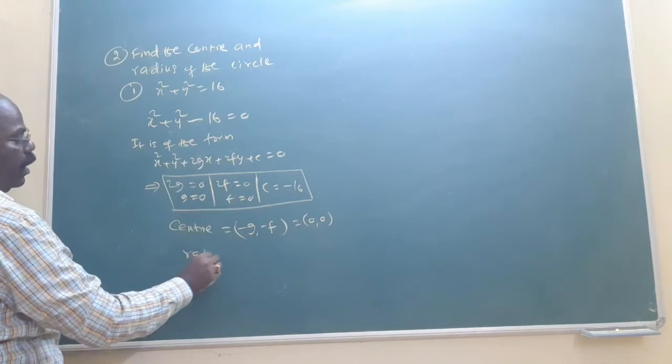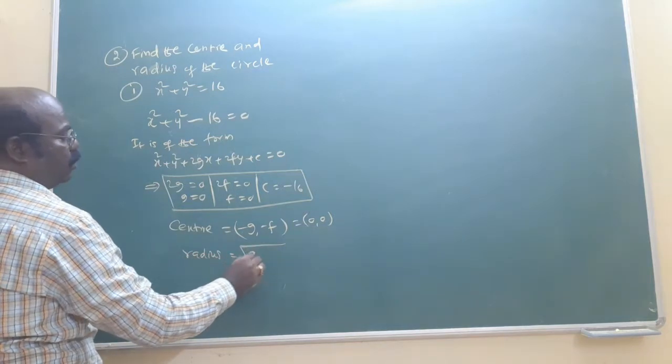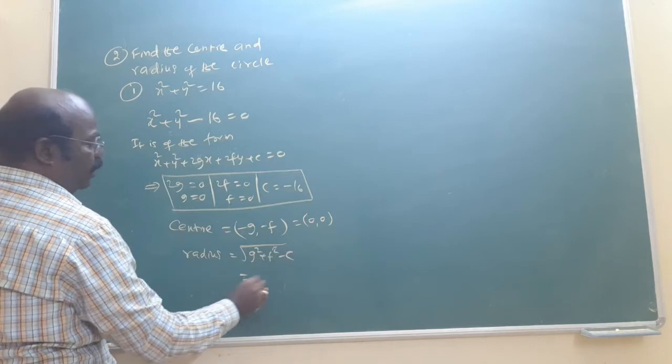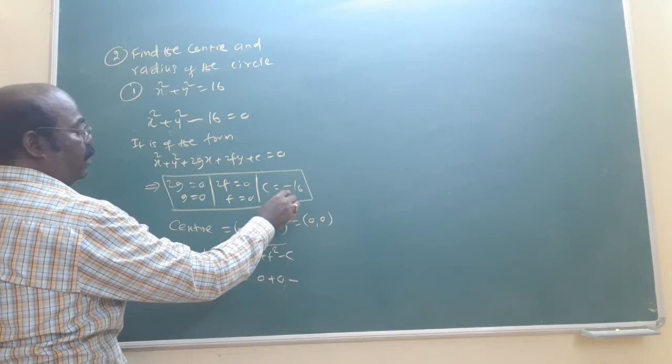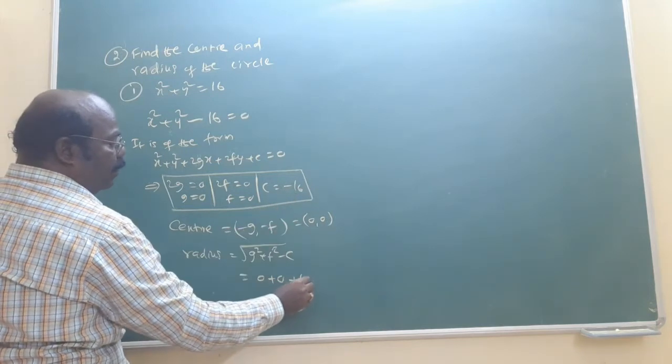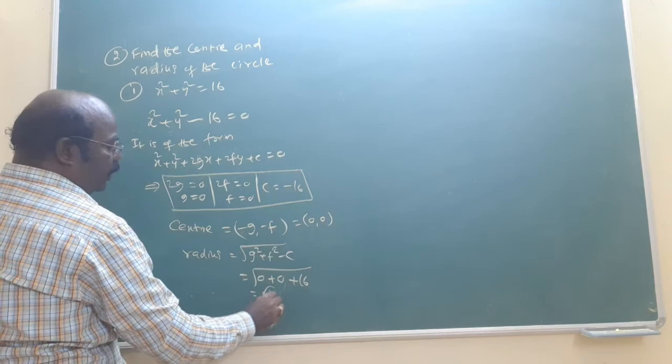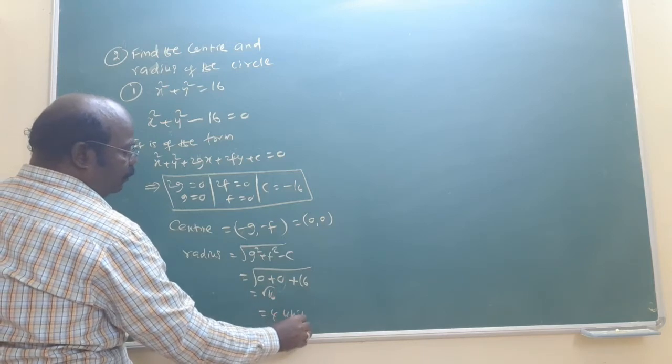The radius, what is the formula? Square root of g square plus f square minus c is the formula. 0 square plus 0 square minus c is what? Minus of minus 16 is plus 16. Am I right? Root of 16 is what? 4 units. That is the answer.